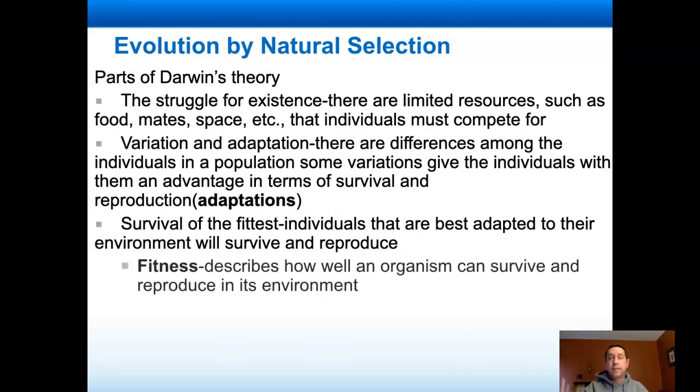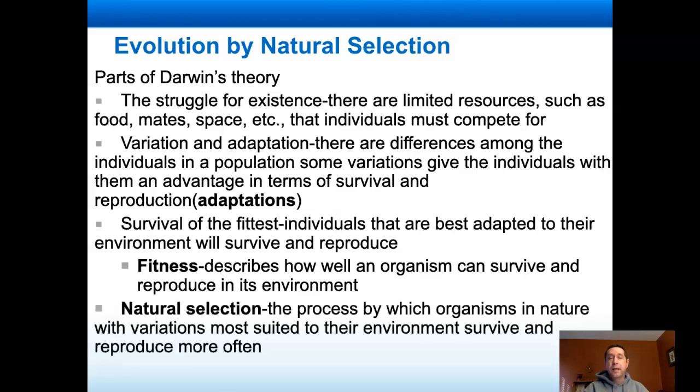to the next generation. So fitness, in terms of biology, describes how well an organism can survive and reproduce in its environment. Fitness basically means more offspring that look like that individual. Natural selection is the process by which organisms in nature with variations most suited to their environment survive and reproduce more often. That's how natural selection works.